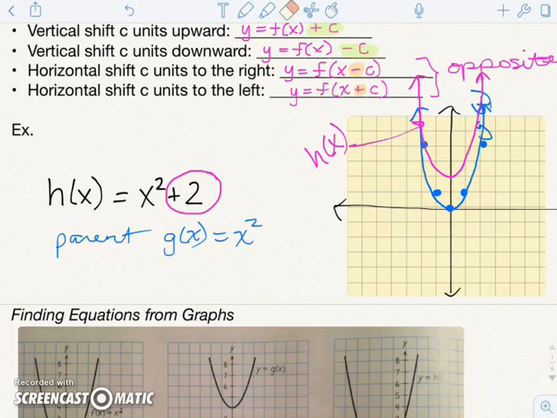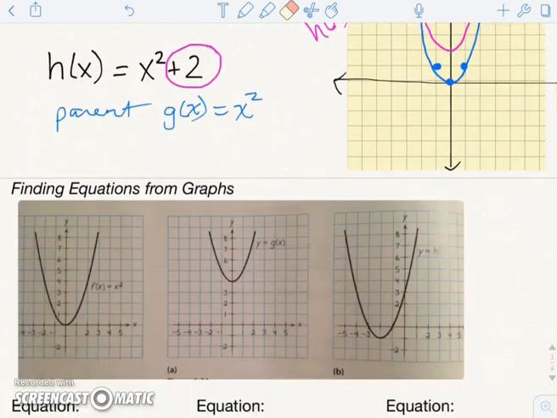It's really that simple. It's just a matter of decoding the transformation. So it's essential that you know the parent functions and then that you can decode the transformation. So x squared plus 2 is up 2 units. So the blue here is the parent, the pink is my transformed.